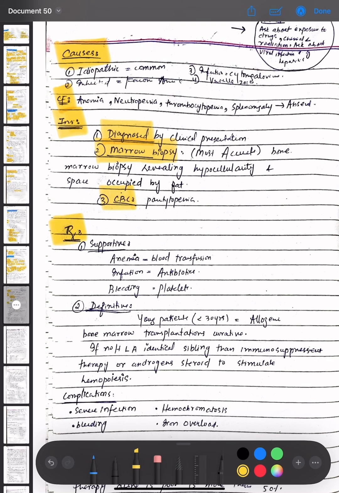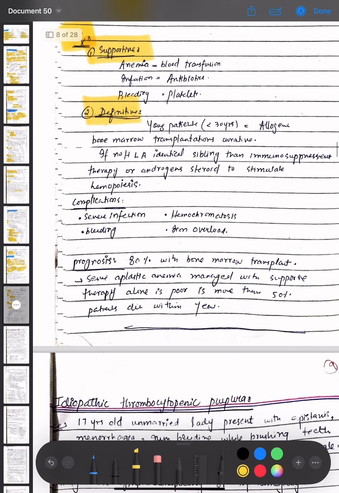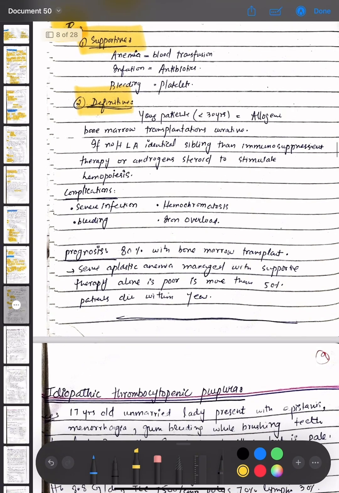The treatment options for aplastic anemia is supportive. For anemia, blood transfusions are done. For infection, antibiotics is given, and for bleeding, platelets are given. The definitive treatment in young patients less than 30 years is allogenic bone marrow transplantation, which is curative. If no HLA identical siblings, then immunosuppressive therapy or androgen steroid to stimulate hematopoiesis.